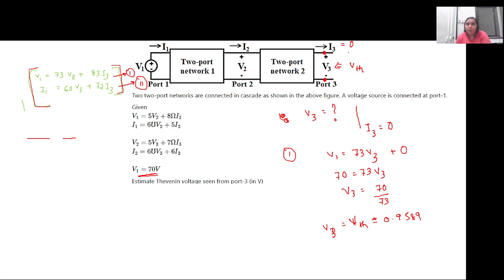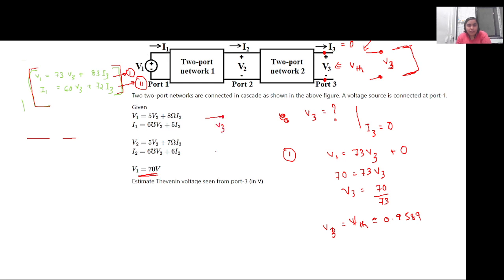For that, this part of the network, irrespective of what is in there, this part of the network where V3 is, we have to open circuit it. That is, there will be no I3 current drawn because this part of the network is not connected to anything. So the Thevenin's equivalent voltage will be equal to V3, provided that I3 equals 0.